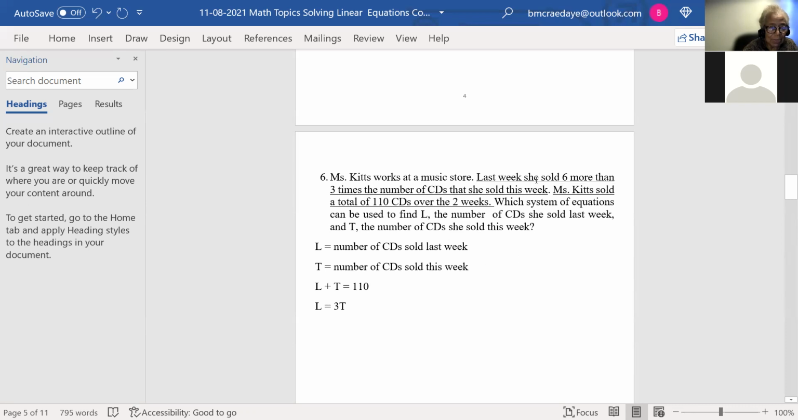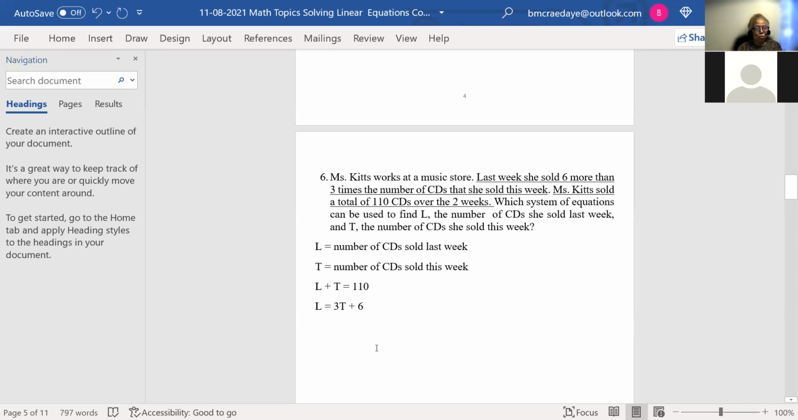Now she sold 6 more than that. So how would I write that, Maureen? What operation? Times? No. You said "6 more than" was add. So plus. Okay, plus 6. That's it. Plus 6. 6 more than 3 times the number she sold this week. So 3T represents 3 times the number of CDs she sold this week, and "6 more than" means to add the 6.